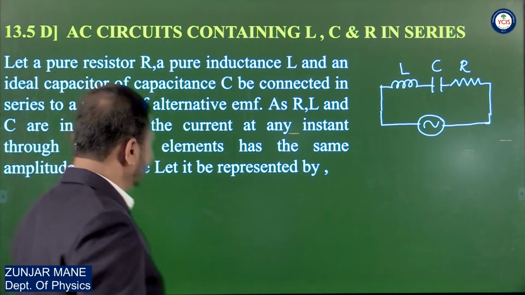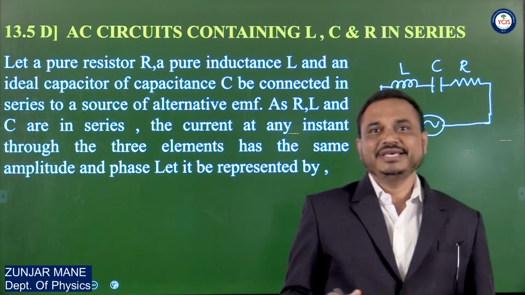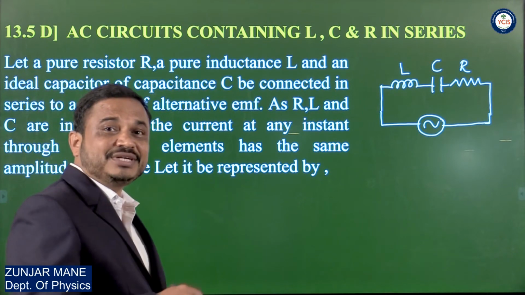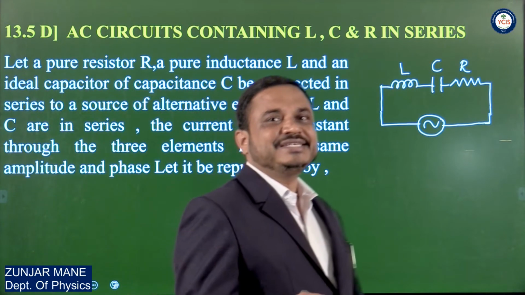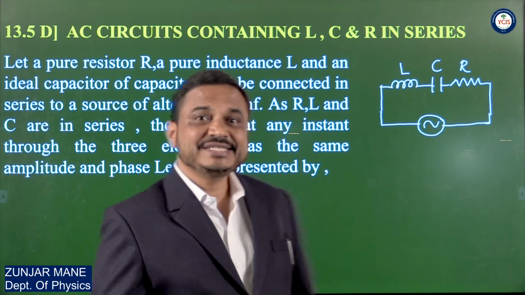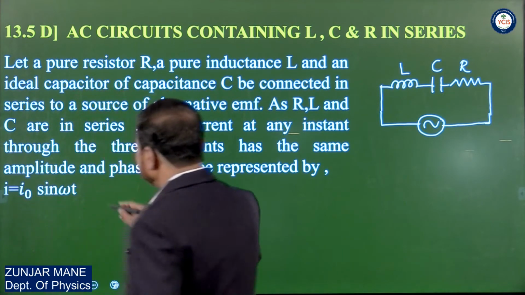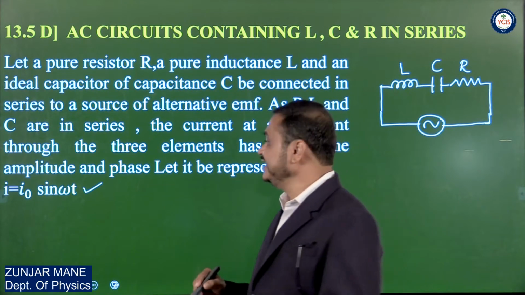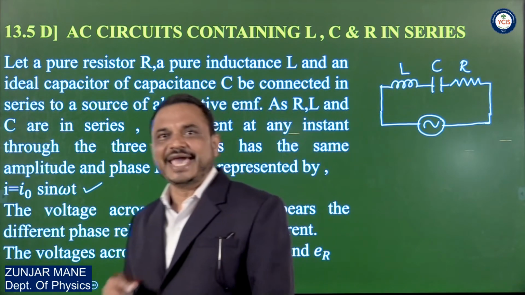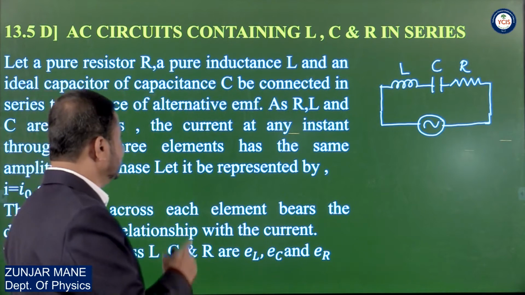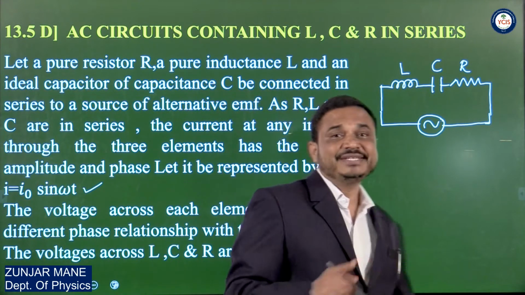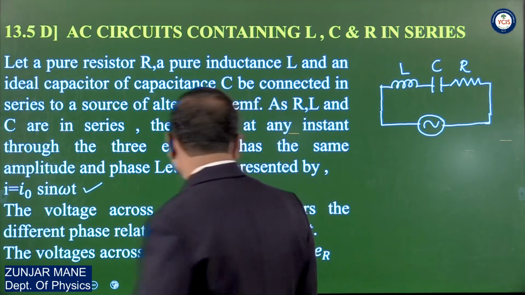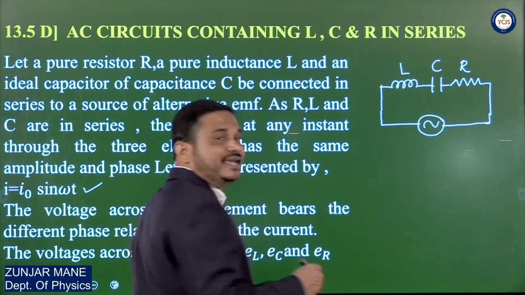The current at any instant through every element is of the same amplitude and in the same phase, because all components are in series, and in series the current remains the same. So the current flowing through every component is given by the equation I equals I0 sin omega t. The voltages across each element bear a different phase relationship with respect to the current, and the voltages across L, C, R are EL, EC and ER.